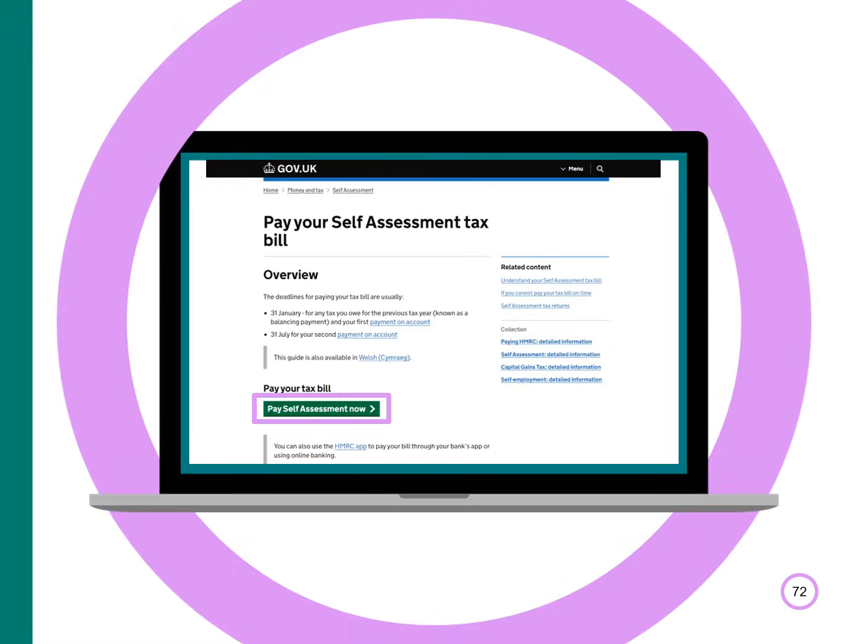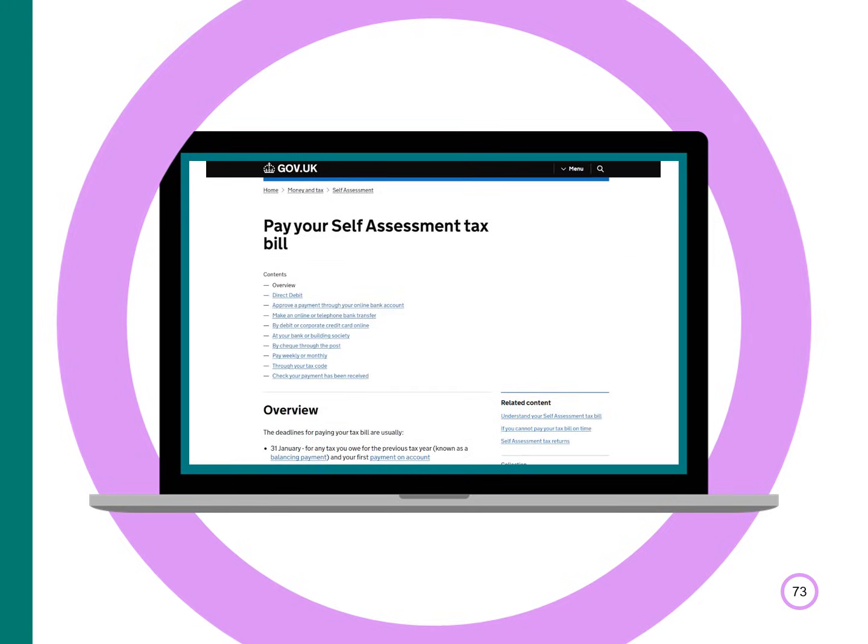To pay, go to gov.uk, search Pay Your Self-Assessment Tax Bill. On the Overview page, select this green button and follow the on-screen instructions. Alternatively, you can also use the HMRC app. There are other ways to pay your tax bill, such as by cheque and bank giro, and you can find out about these and all the different ways to pay your tax bill on gov.uk.